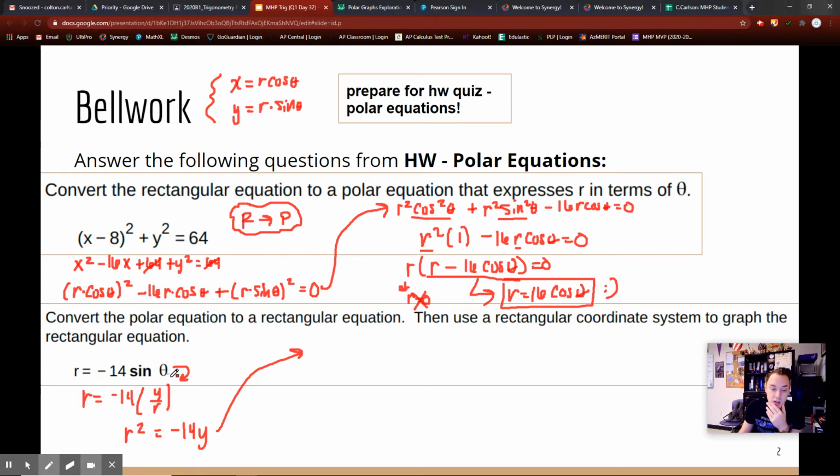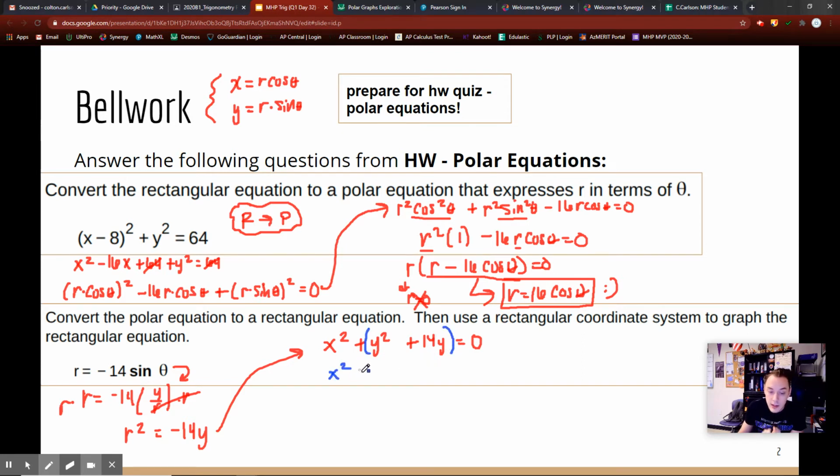So first I just took sine of theta equals y all over r. I multiplied each side by r here. Those went poof, and I got r squared. And now I can look at the r squared, and that r squared is just x squared plus y squared. And if I add the 14y over, I get this. And so this is actually starting to look almost like a circle. And the way it would look like a circle is if I actually complete the square on this. So that's what I'm going to do.